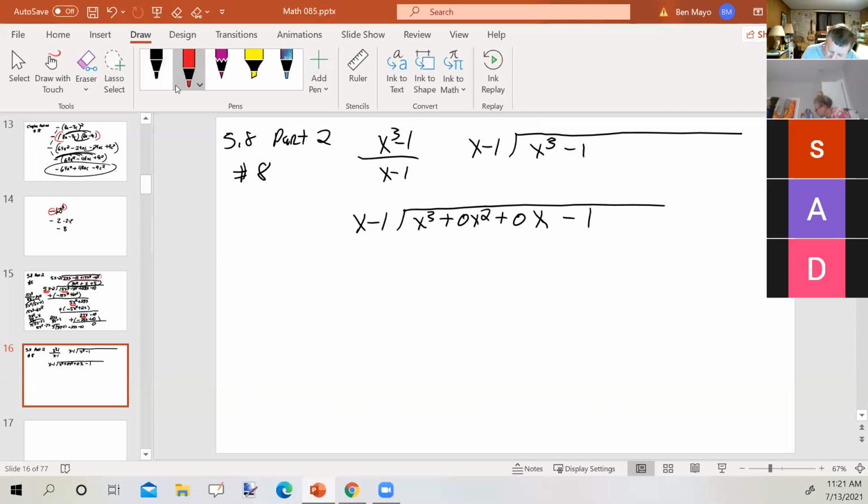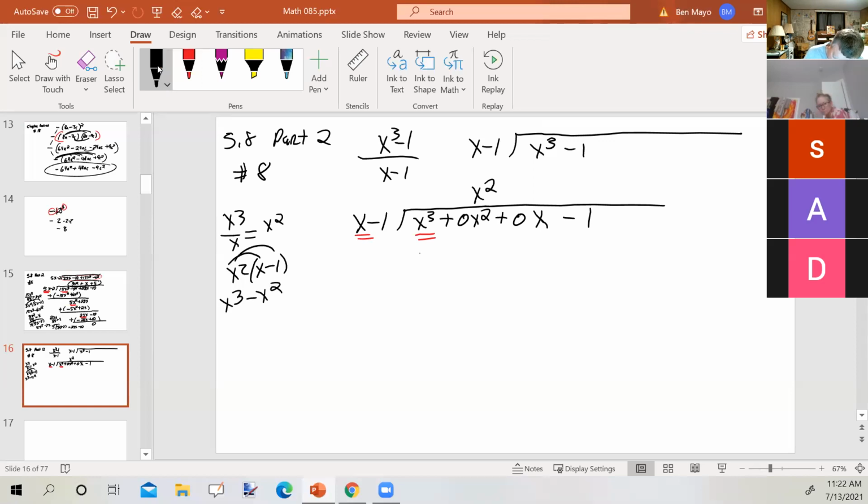So now we'll take the leading term inside divided by the leading term outside. We get x cubed divided by x, which is x squared. That goes up here in the x squared column. Then we'll take x squared times the divisor, the x minus 1. Distributing, we get x cubed minus x squared. So x cubed minus x squared.